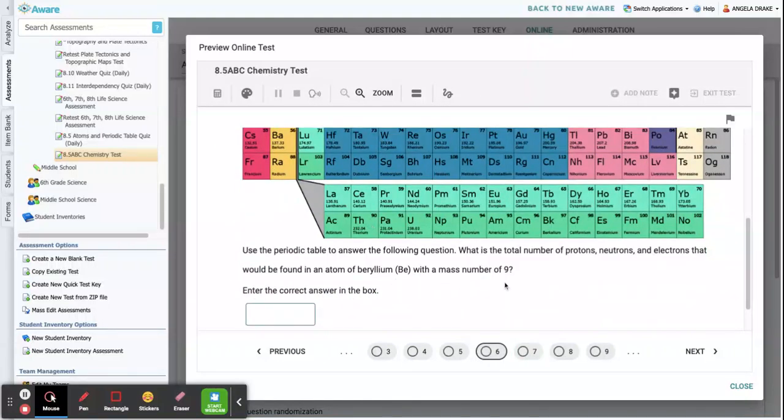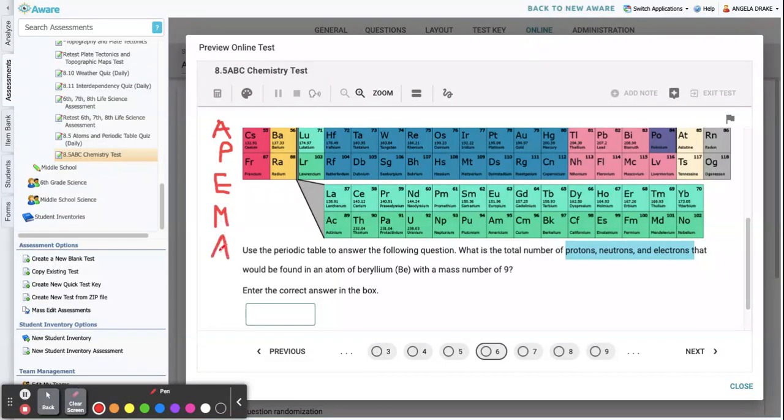Use the periodic table to answer the following question. What is the total number of protons, neutrons, and electrons that can be found in beryllium with a mass number of 9? So I want to do 8-man for this. That'll make it so much easier. So it already gave me that my mass number is 9. So I'm going to put 9 here.